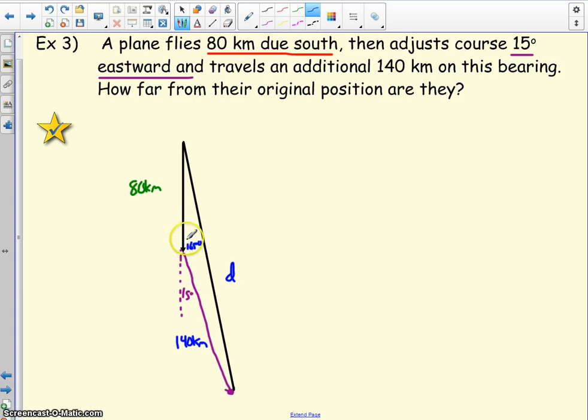Okay, so I have two sides that contain the angle. I can use cosine law. So I'll have d squared equals 80 squared plus 140 squared minus 2 times 80 times 140 times the cosine of 165.